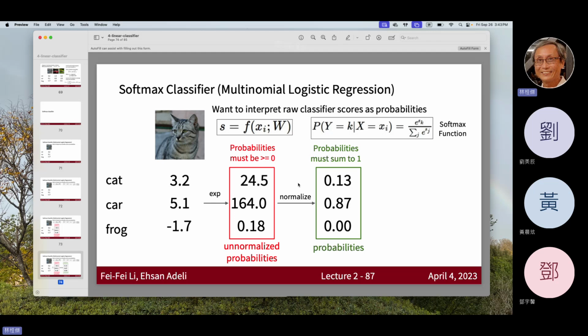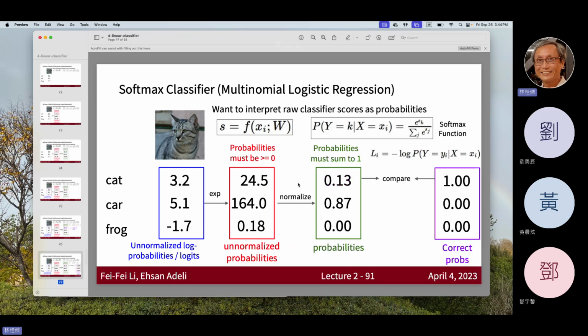It's converting from the original score into your probability. For the softmax classifier, there are also other ways to do this conversion, but softmax is something that is used quite often.